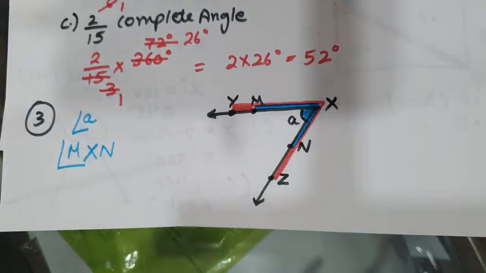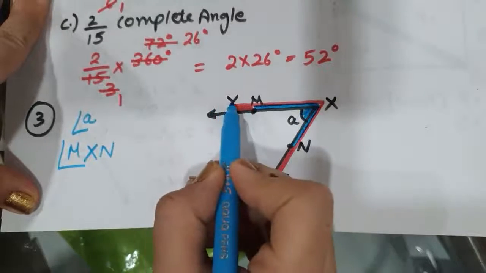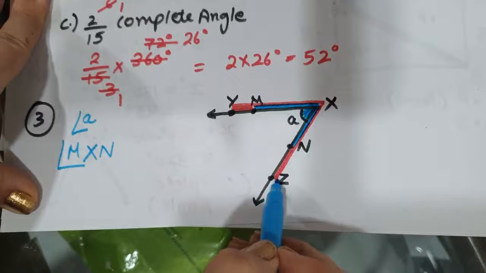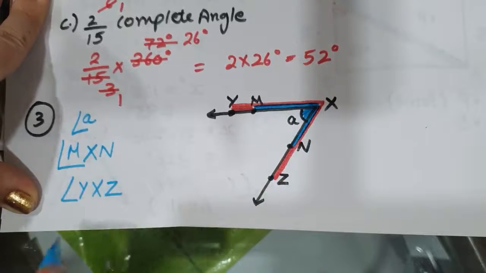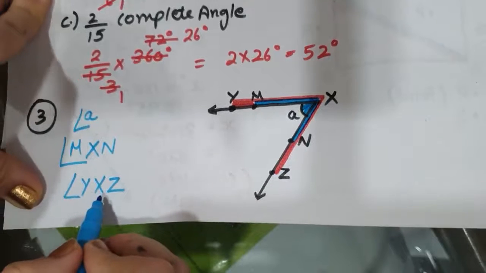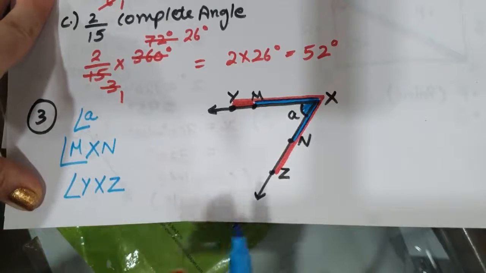Let's look at the red angle. This is also pointing towards the same angle A, that is Y X Z. Angle Y X Z. Make sure the vertex is always written in the middle. Three types we have written. We can write some more ways also.